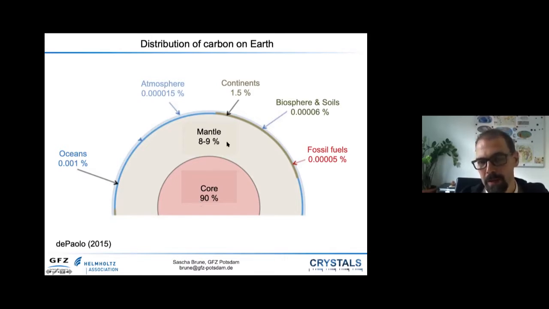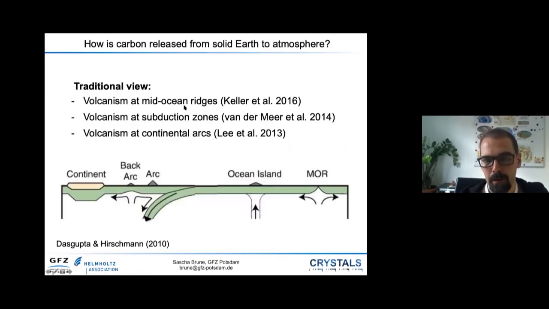And so you can imagine that if you have a mantle source, be it in the continents or in the deep mantle, and you release this carbon to the atmosphere, every process that releases this carbon can have a big impact on the atmospheric CO2 and on climate change. So the traditional view was that we have places like volcanoes where we release a lot of CO2 to the atmosphere. And that's why people were focusing on volcanic chains.